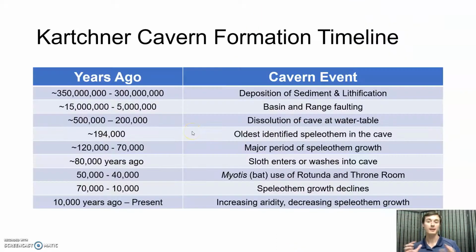Alright, so with that in mind, we can look at our formation timeline. So back in the Carboniferous, 300 million or so years ago, we have the original deposition of that sediment. Now, we skip a lot of time here, and in the meantime, we would have had deposition of new rocks. A lot of time passes, a lot of deposition. Our next big event is going to be basin and range faulting, right? Extensional faulting. It's going to help bring things to the surface and uplift them.